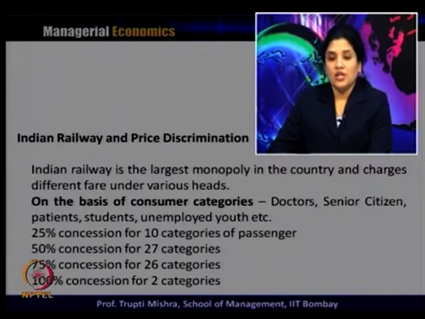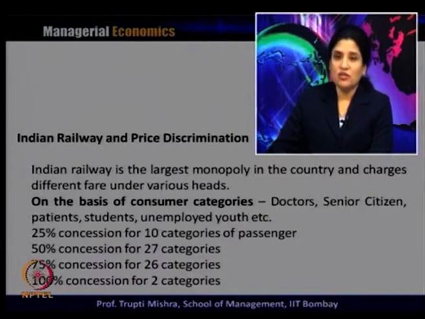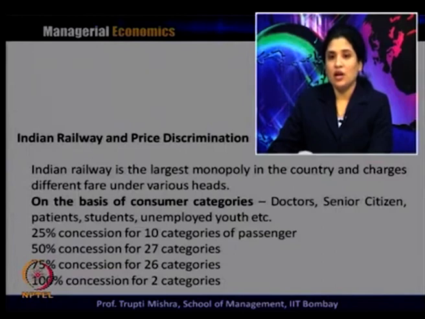Now, on the basis of consumer category, we will see on what basis they generally discriminate. If you look at it, there is a special fare for doctors, senior citizens, patients, students, unemployed youth, and even for kids. They give a 25% concession to 10 categories of passengers, 50% concession to 27 categories, 75% concession to 26 categories, and 100% concession to 2 categories.